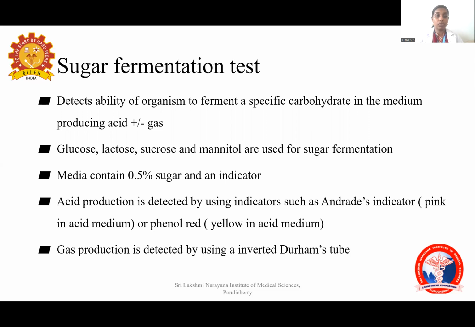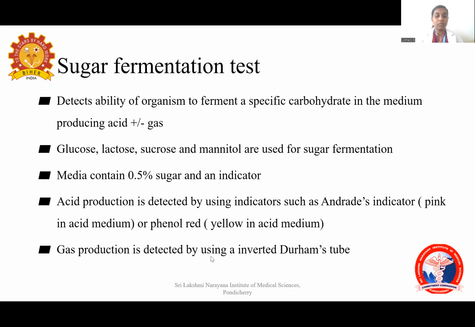When the organism ferments the sugar, it produces acid, so the color changes accordingly. If it is Andrade indicator that you are using, it will produce a pink color. If it is phenol red indicator, it will produce a yellow color. In the media, you inoculate the organism and incubate it overnight at 37 degrees Celsius. Next day, you check for carbohydrate fermentation. One more thing you can identify is whether gas is produced or not.